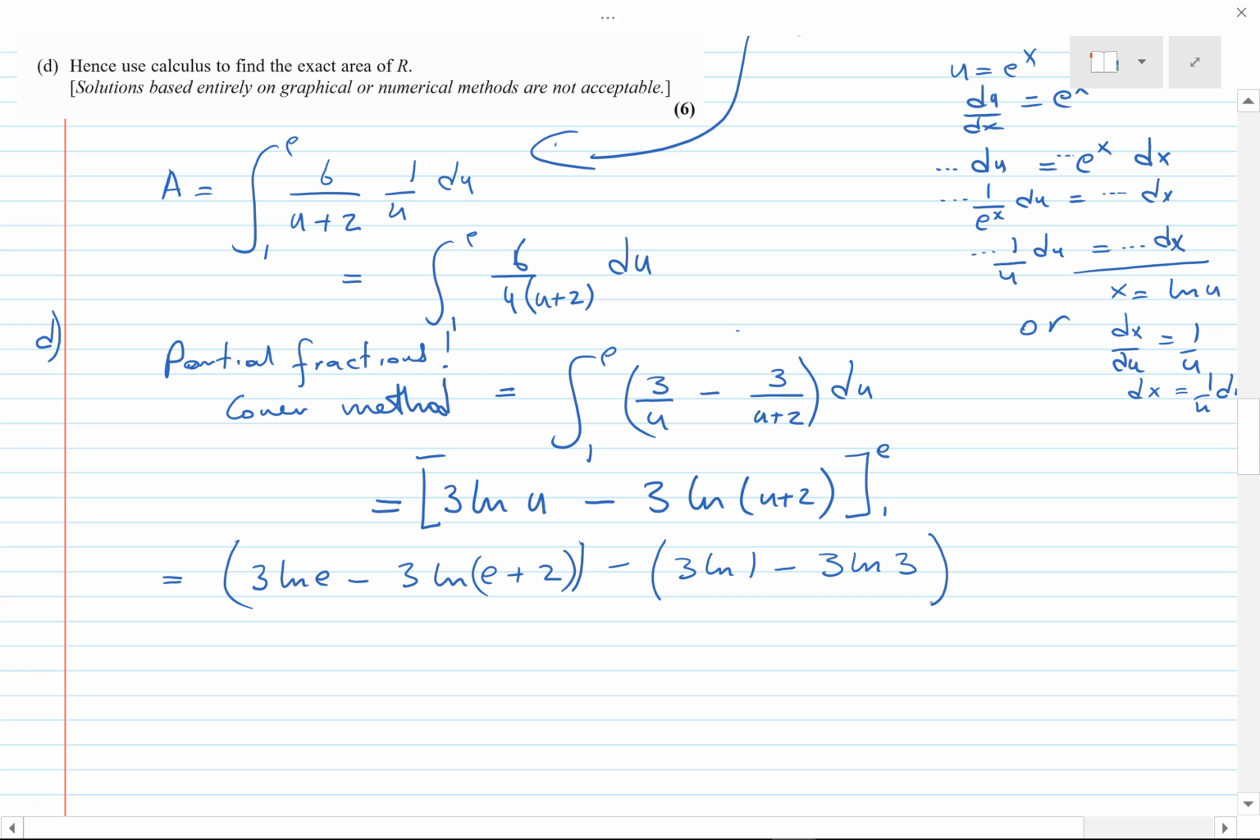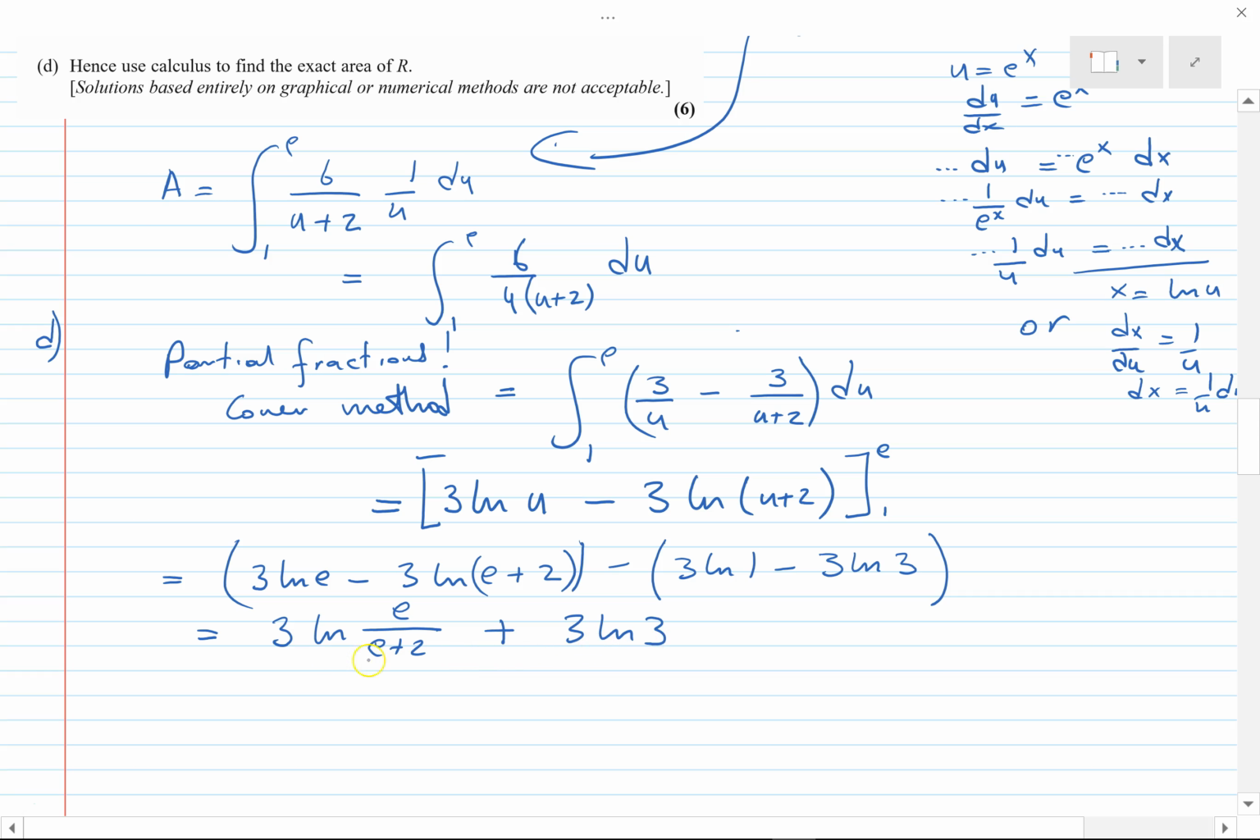Okay, so that's not enough. Obviously we're going to have to, ln 1 is 0, so leaving that there would not be acceptable, but there are many ways we can express this. So that's 3 ln (e over e plus 2). I'm just using the rule of logs on that bit. Take away, that's 0, it's actually plus 3 ln 3.